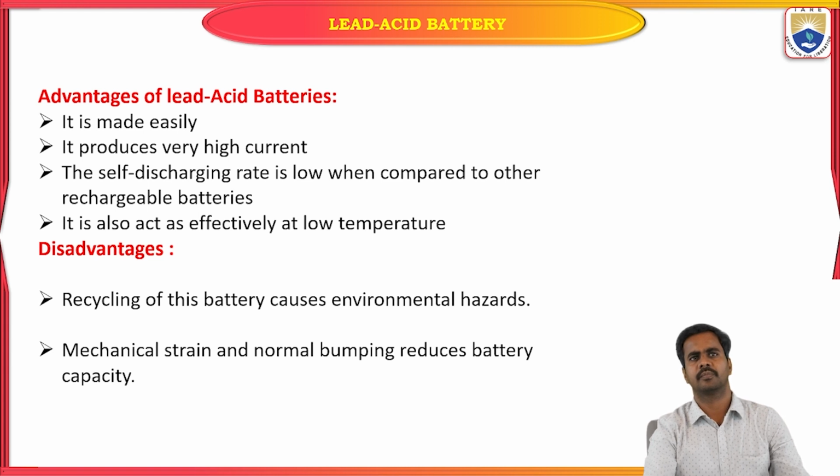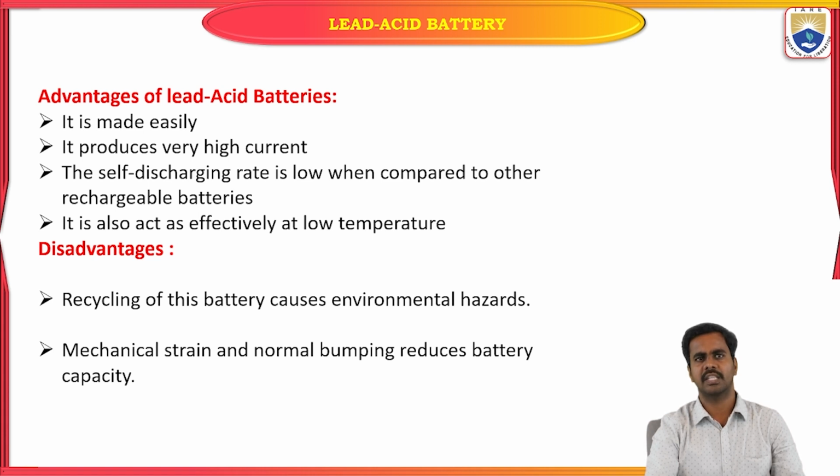Next, coming to the advantages and disadvantages of the lead acid battery. It is made easily. That means the arrangement of the setup is very simple compared to other batteries. And it produces very high current. The self-discharging rate is low when compared to other rechargeable batteries. And it also acts effectively at low temperature.